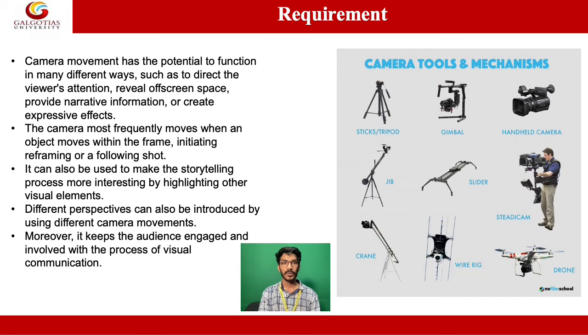So camera movement has the potential to function in many different ways, such as to direct the viewer's attention, reveal off-screen space, provide narrative information, or create expressive effects. The camera most frequently moves when an object moves within a frame, initiating a reframing or a following shot. It can also be used to make the storytelling process more interesting by highlighting several visual elements. Different perspectives can also be introduced by using different camera movements. Moreover, it can keep the audience engaged and involved with the overall process of visual storytelling.